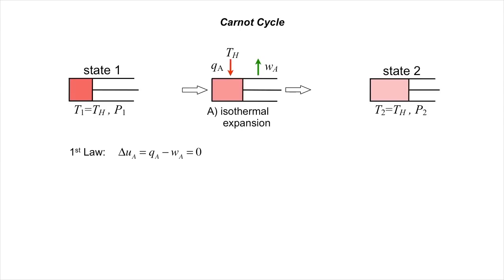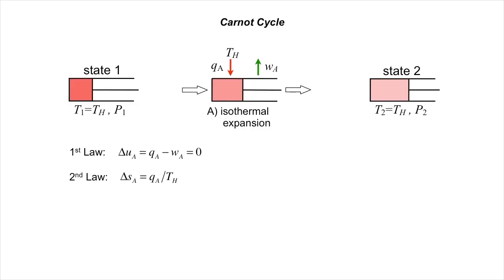Starting with step A, the first law states that delta U is Q plus W. But since delta U is 0 for an ideal gas along an isotherm, this implies that heat and work are equal and opposite. Note the sign convention used here. Heat is defined as positive inward, while work is defined as positive outward. Thus QA equals WA, with both being numerically positive.